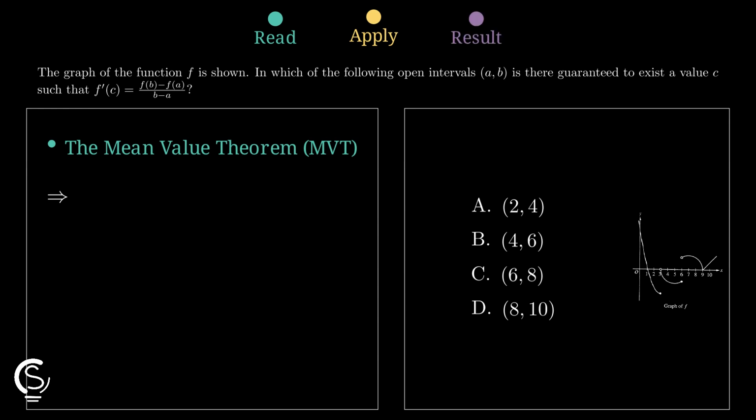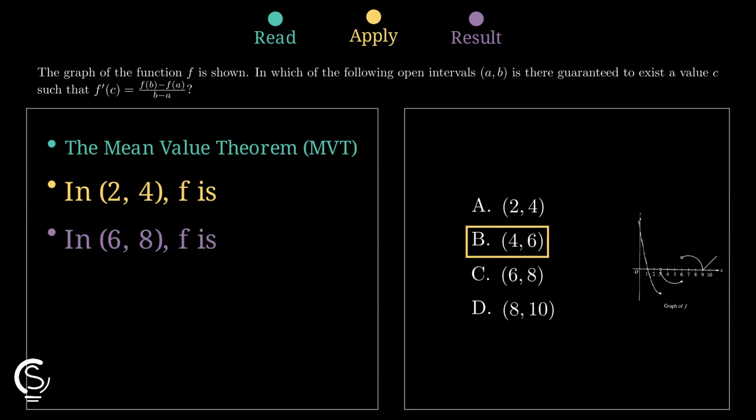slope there. The interval from 4 to 6 is the one that stays smooth enough, so a value C is guaranteed there, which makes option B correct.